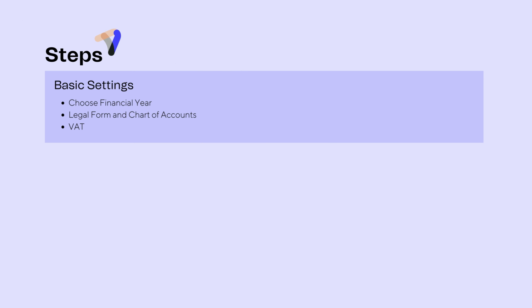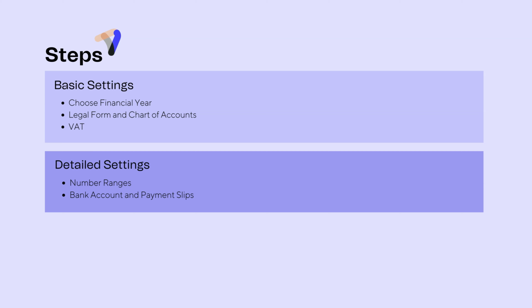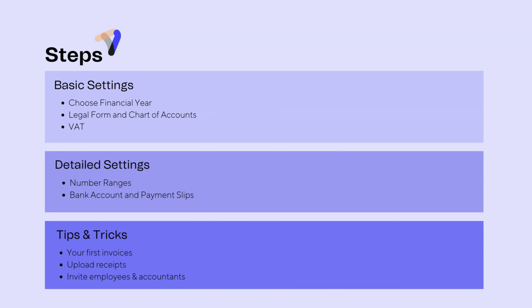Today's video is divided into 3 parts. Firstly, let's take a look at the basic settings, which cover some essential issues for the correct setup of your accounting software. Then, we'll go into detailed settings so that you can use Atlanto the way you want to. The third and final part will give you some general tips and tricks to help you get started.